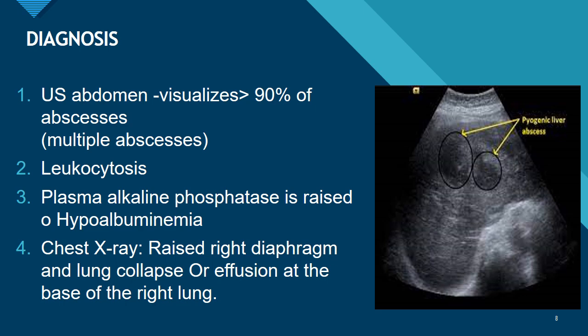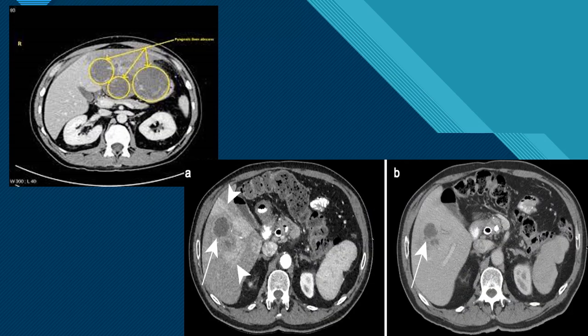It is because the liver is so enlarged that it displaces the diaphragm towards the lungs, or there will be effusion at the base of the lung. This is a CT radiograph and it's showing multiple abscesses.